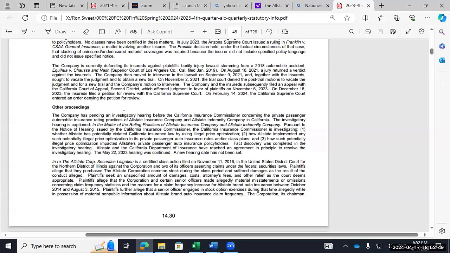The company has a pending investigatory hearing before California concerning private passenger auto insurance rating practices of the company. The investigatory hearing is captioned "The Matter of Rating Practices of Allstate Insurance." I mean, that's some pretty good stuff.